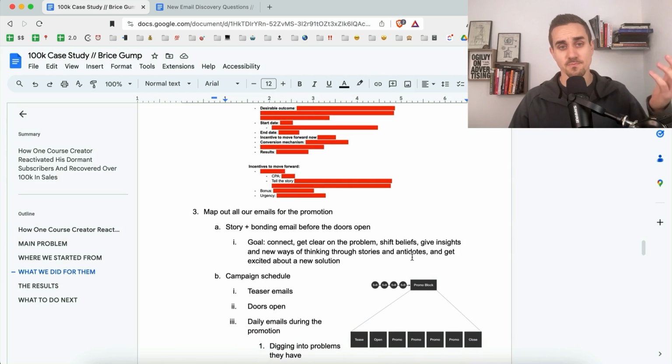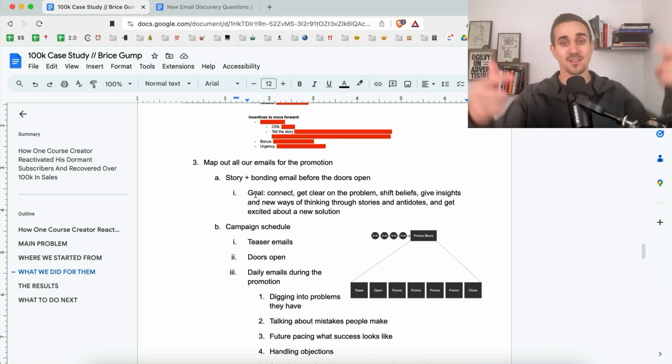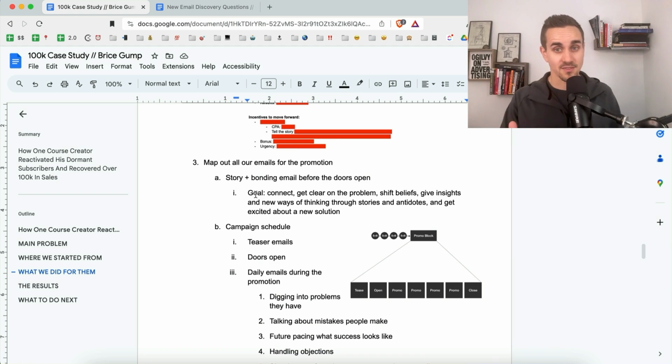And then what we do is we actually map out all the emails for our promotions. So again, these story and bonding emails, our goal with these emails is to connect with people, to get them really clear on the problem, to shift beliefs, to give them new insights and new ways of thinking about things through stories and little anecdotes. We want to show them lots of testimonials, case studies, and get them excited about a new solution.